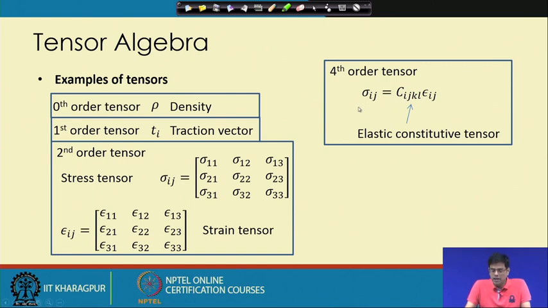You see here also we can verify the definition of the tensor. This C is a fourth order tensor which transforms a second order tensor, strain epsilon, to another second order tensor, which is stress. In a better way, it transforms a second order tensorial space to another second order tensorial space. In this way we can define any order of tensor.